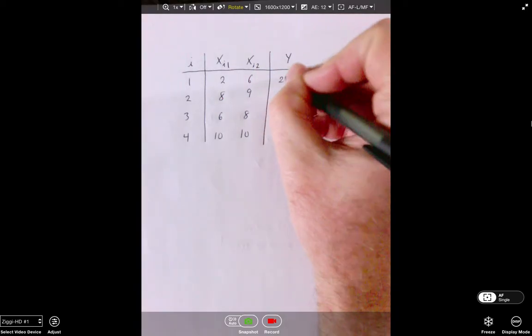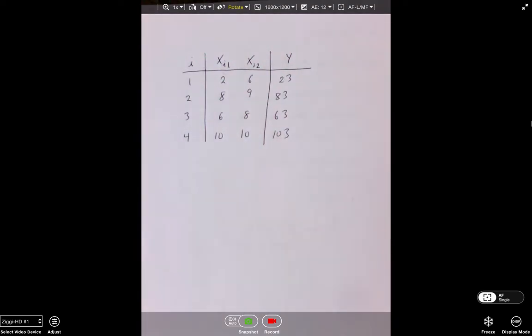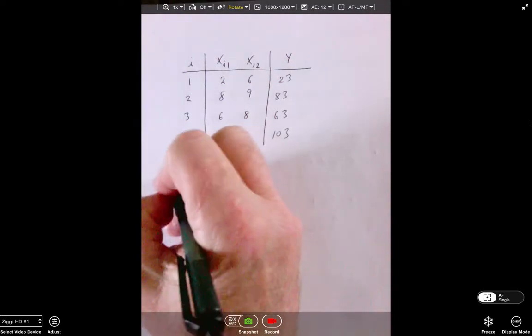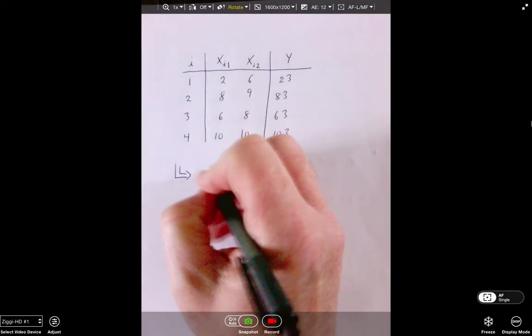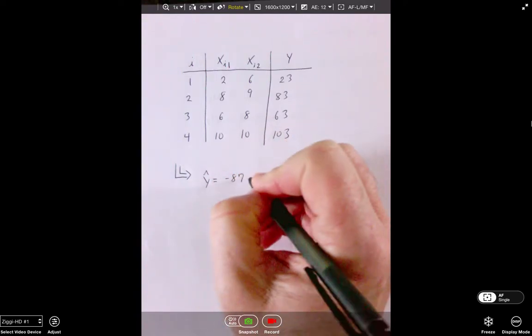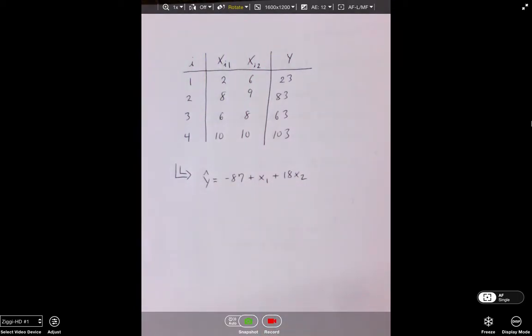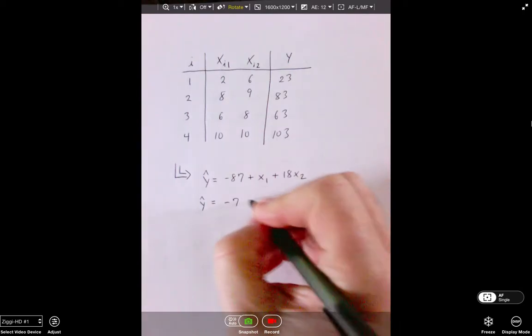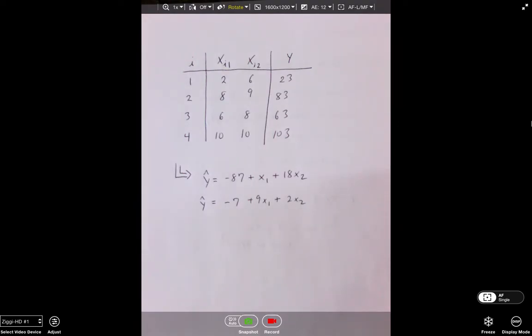So guys, the Y values are 23, 83, 63, and 103. Now, if you look at that, it looks like a very harmless data set. It looks like we could easily predict Y from X1 and X2. But it turns out, and I'm not going to show this, there are two fitted regression equations that would nicely fit this model. For example, negative 87 plus X1 plus 18X2 fits it perfectly. And another, and trust me, there's more, is minus 7 plus 9X1 plus 2X2, which also fits the model perfectly.